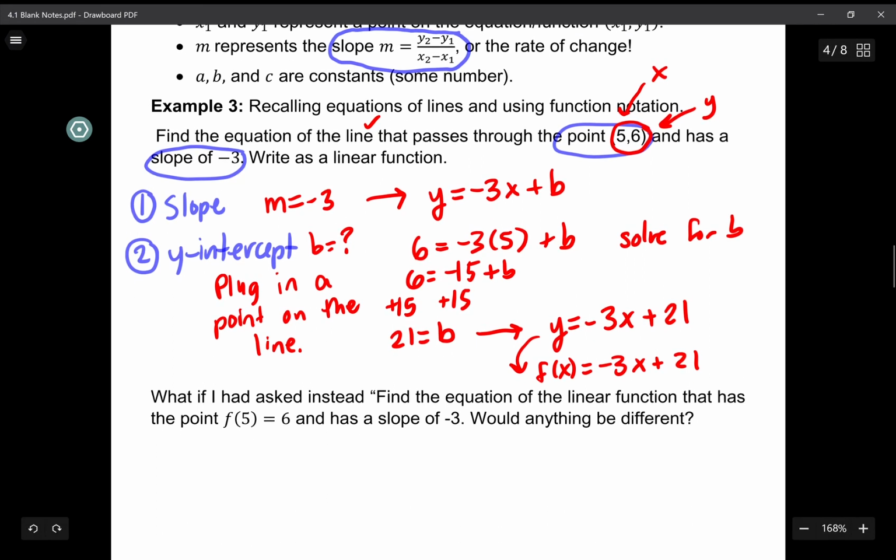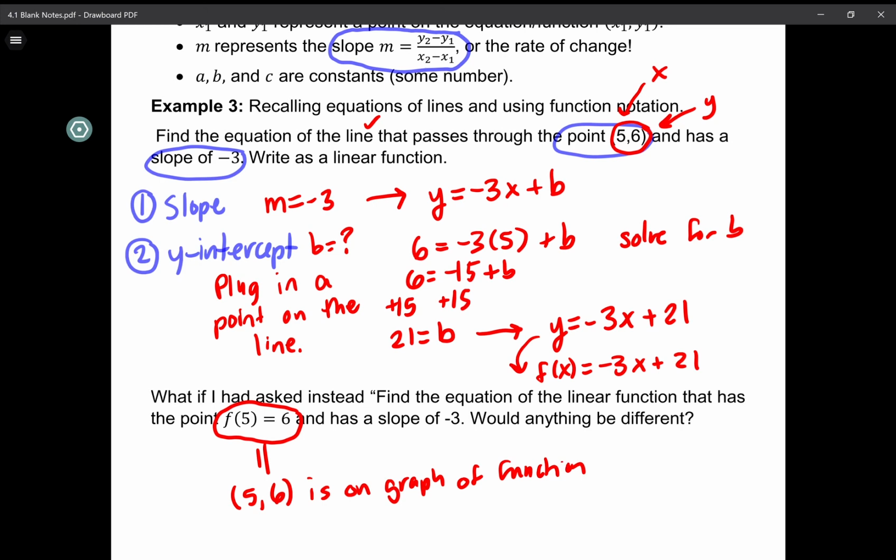What if I had asked, find the equation of the linear function that has the point f of 5 equals 6 and a slope of -3? Would anything be different? Well, the answer is no, because we know, since we're good at functions, that f of 5 equal to 6 is equivalent to saying the point 5, 6 is on the graph of the function. Those are equivalent statements. So if we know f of 5 is 6, we know it has the point 5, 6. All right, so let's practice this with one more problem.